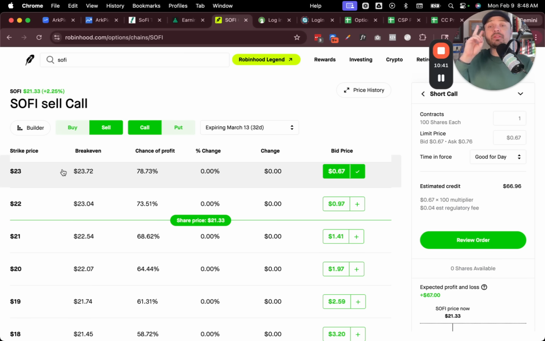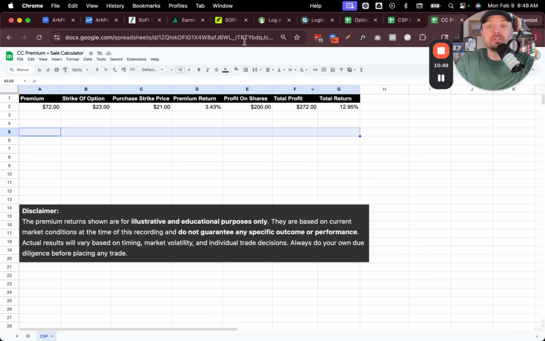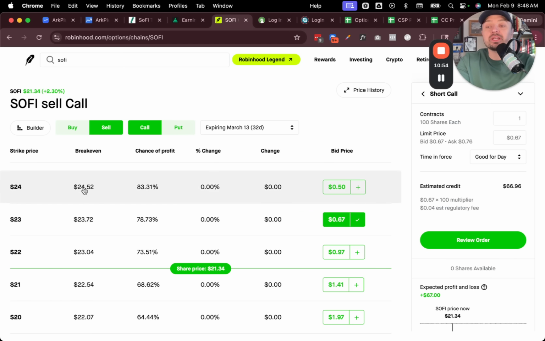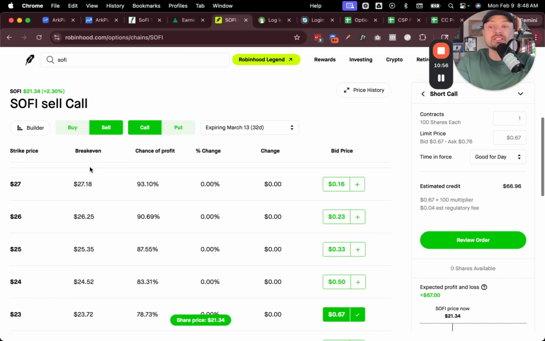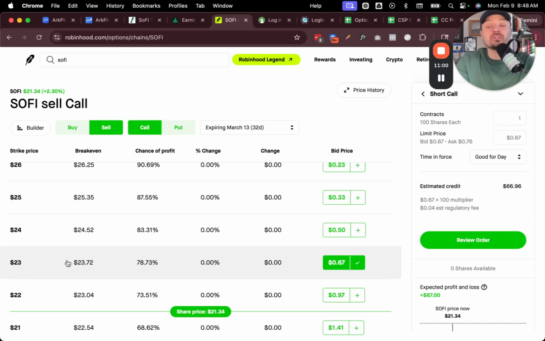Fantastic. The big risk, though, here is with a trade like this, you are capping your upside completely, okay? This is your max profit potential on this trade. What does that mean? Well, let's say on the 13th, SoFi is trading at 24, 25, 26, 27, 30, right? You are on the hook to sell your shares at $23. Is that good? Is that bad?